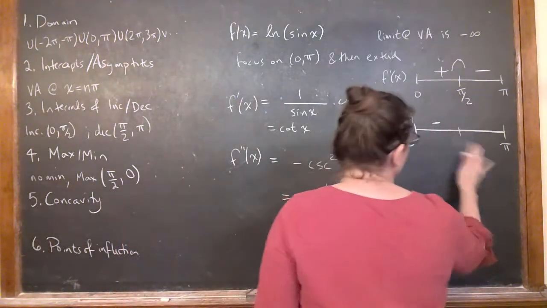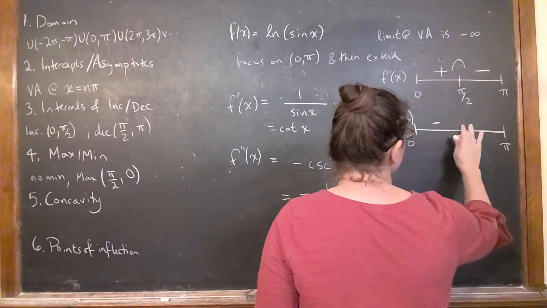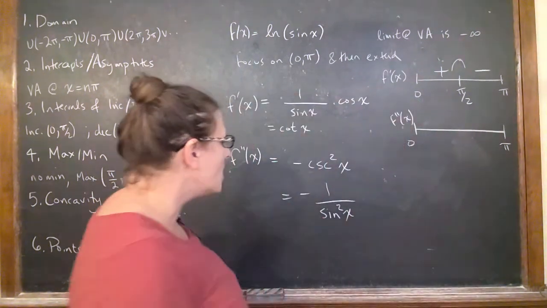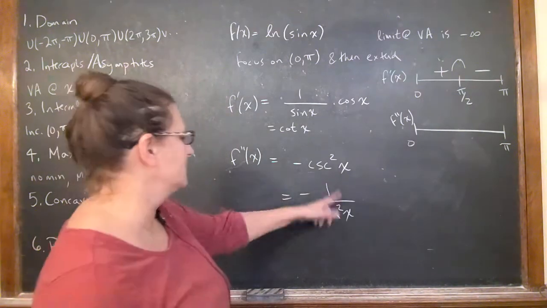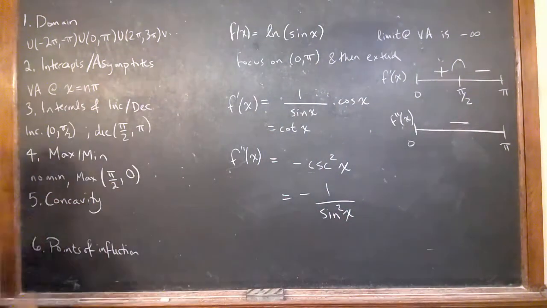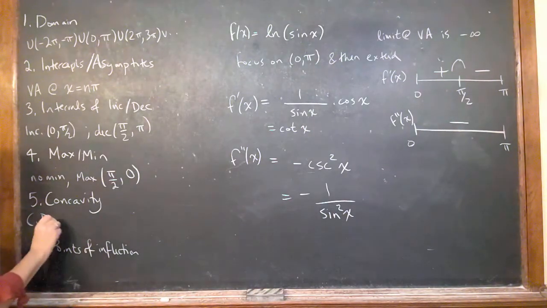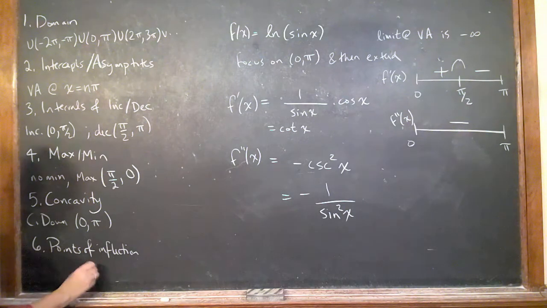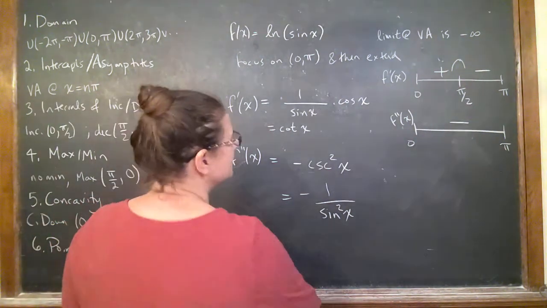Then we don't have this point. Yeah, it didn't really make any sense there. That didn't make sense to me. So all we have is these two. This, of course, is going to be negative everywhere. So concave down over the whole interval, no points of inflection. All right. So now let's kind of put this together.